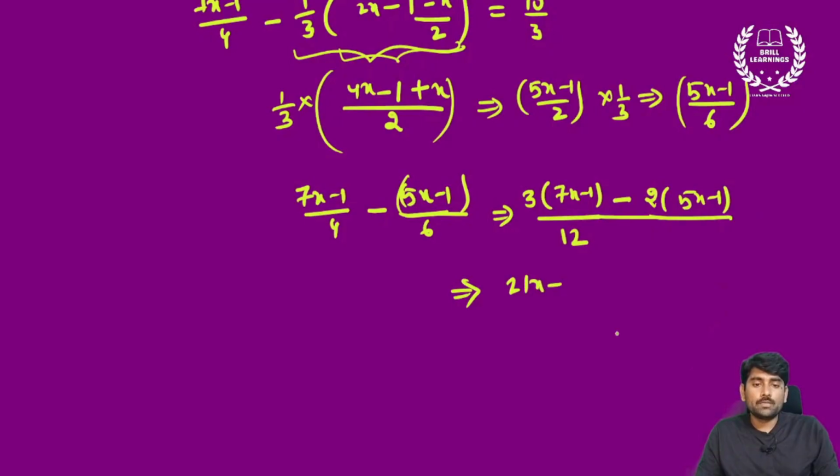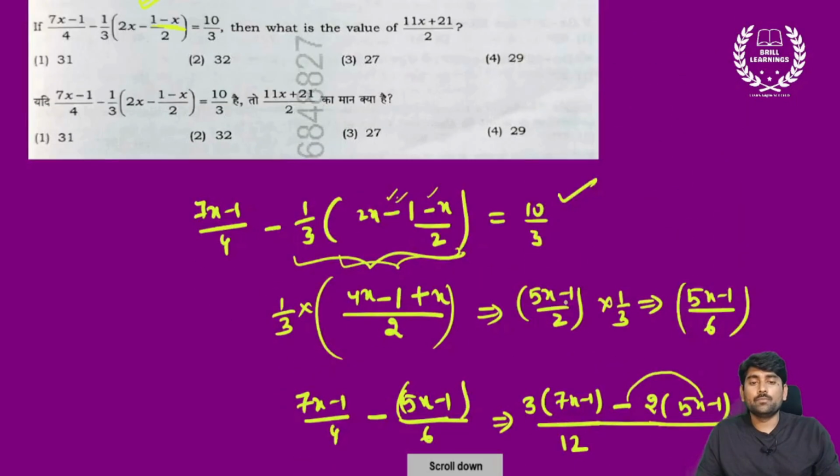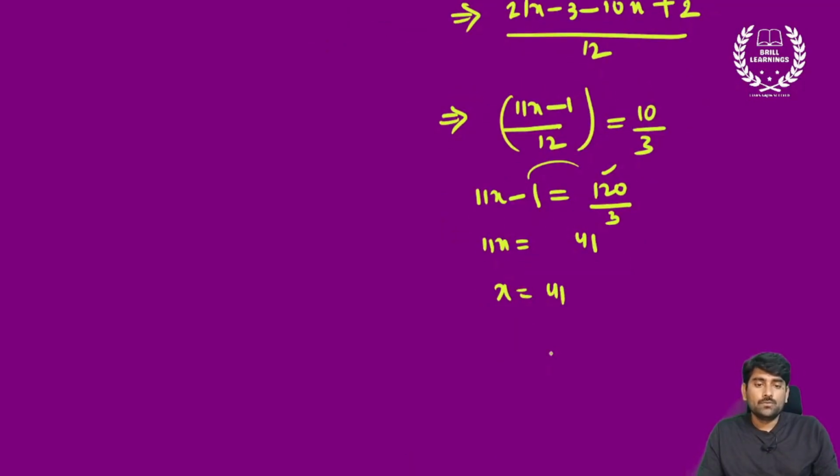We will get 21x minus 3 minus 10x. Here I am changing the sign. Minus is plus 2 by 12. Okay, that is equal to 11x minus 1 by 12. And this whole value is equal to 10 by 3. That means we have to compare this value with 10 by 3. So 11x minus 1 is equal to 120 by 3. So 11x is equal to 41. Here it is 40, and if I bring this one to this side, I will get 41. So x value is 41 by 11.